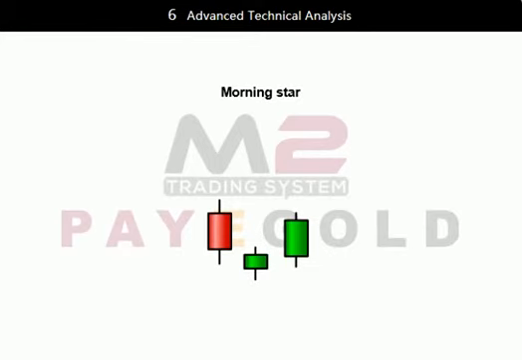Morning Star, a 3-candlestick reversal pattern indicating only a bullish outlook. The first candlestick is red and confirms a general trend. The second candlestick is green and shorter than the average, with a closing price that is near or lower than the closing price of the first candlestick. The third candlestick is green, with a closing price that is higher than the middle of the first candlestick.